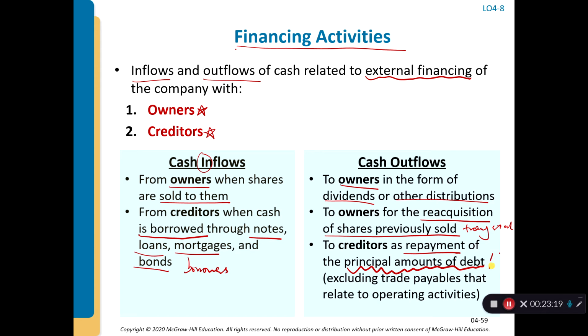I cannot stress enough, in the CPA firm and CPA exams, they often ask you what kind of cash outflows are going to be in terms of operating or financing. They usually ask you about the payment of a principal amount of debt. The principal amount of the debt belongs to financing activity. The payment of the interest, okay, belongs to operating cash flow, okay?